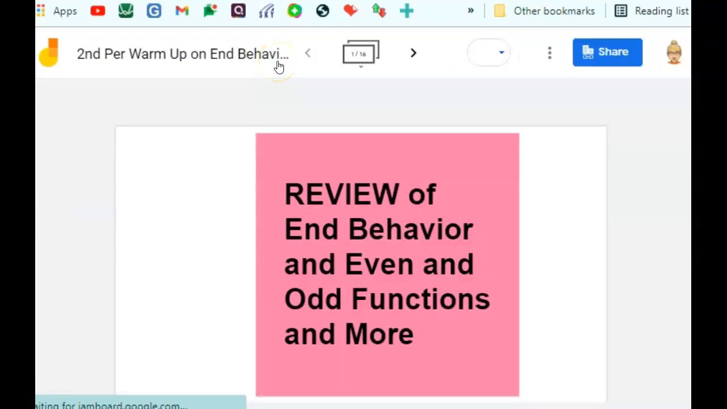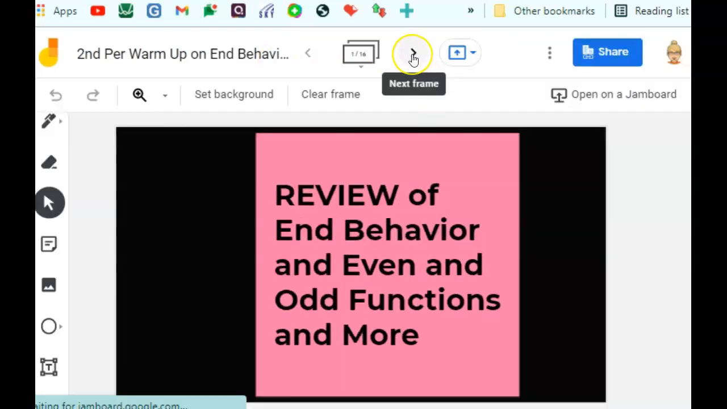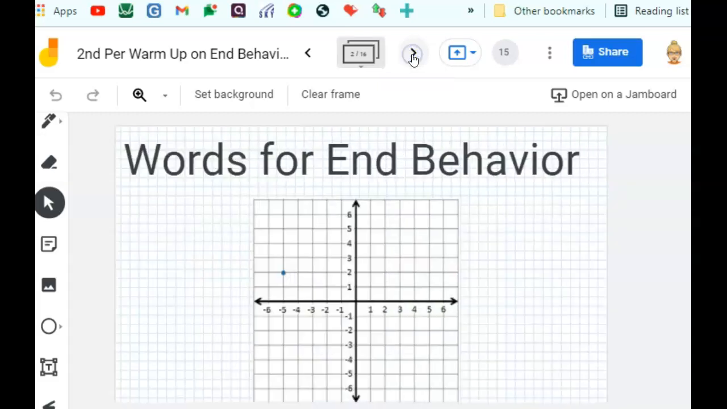So this is a Jamboard that I used last year, but I changed a whole bunch of stuff. Okay. Words for end behavior.